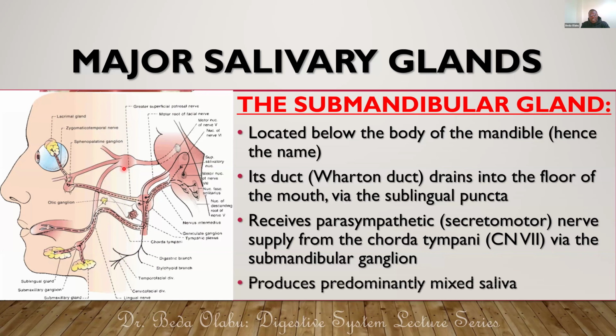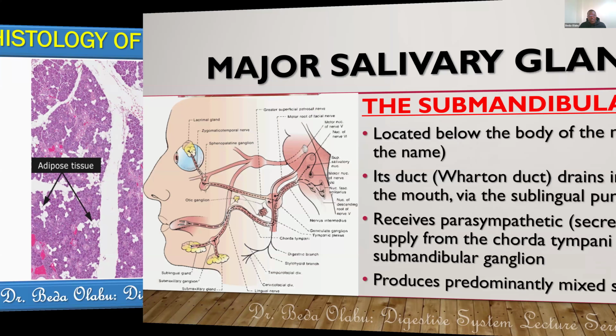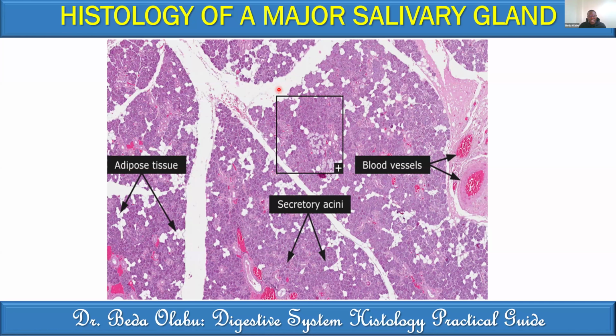Submandibular gland is a mixed salivary gland, which means it has both serous and mucus secretions in significant proportion. I'll avoid the term 50-50 because it's not true, but significant proportion is a better terminology to use. Great. Having said so, I've already taken you through what we expect: that the gland will be lobulated.